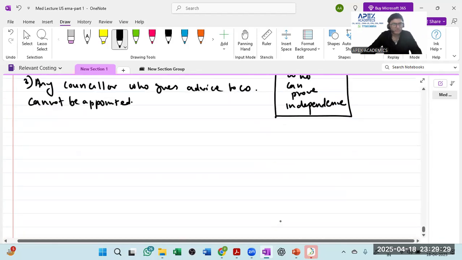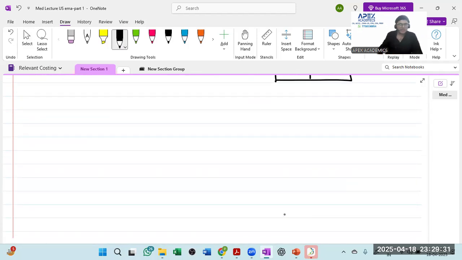Now, I believe this is the fourth concept in audit committee. Fourth concept is what are the duties of audit committee?